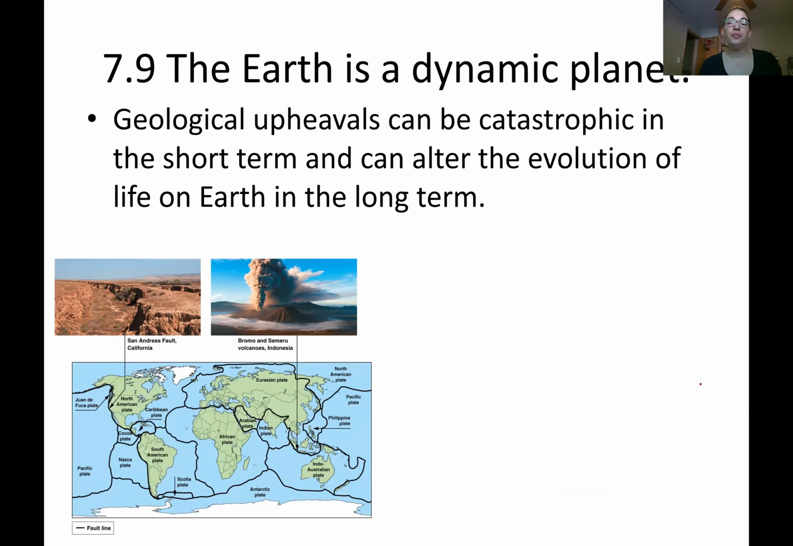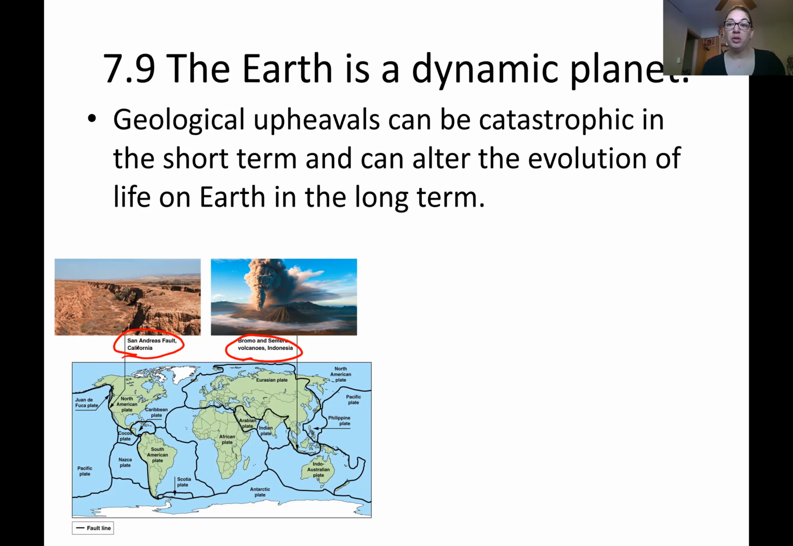Okay. So geological upheavals can be catastrophic in the short term and alter the evolution of life. Examples of catastrophic occurrences would be earthquakes and volcanoes, like I mentioned. This picture here is showing the San Andreas Fault, and that is found in Southern California.